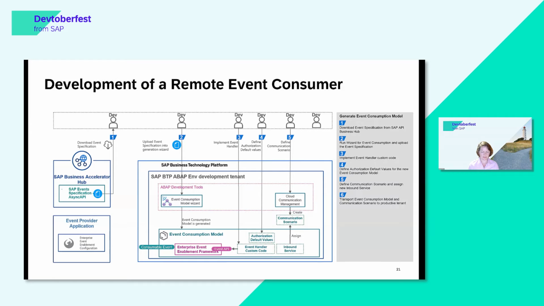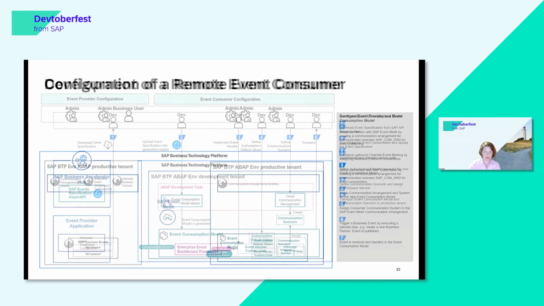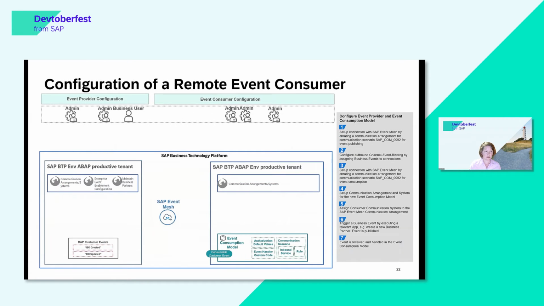Once you have done these implementations and accomplished the authorization default values according to the business logic, you would be able to transport the communication scenario to the productive system, where you would need to configure that. So now we see an example integration scenario here.